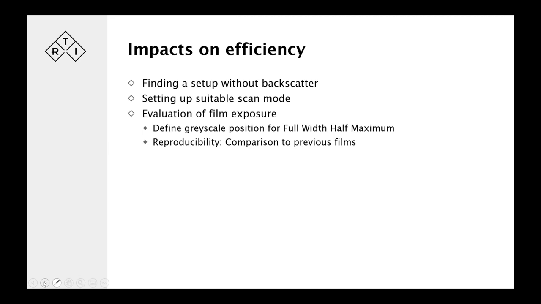There's a question here about reproducibility. For 2 different scans, how do you compare it with the previous film? What is the reproducibility? How sure can you be that you're doing the right evaluation 2 times in a row?